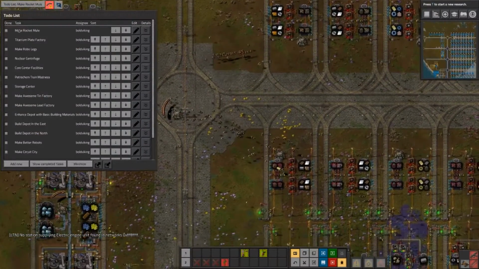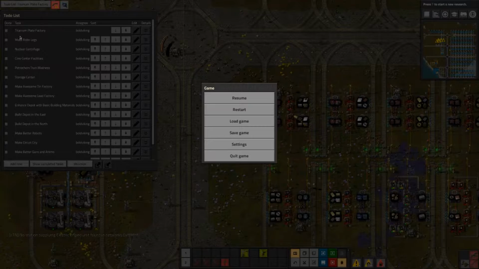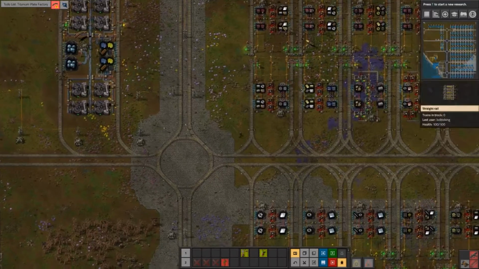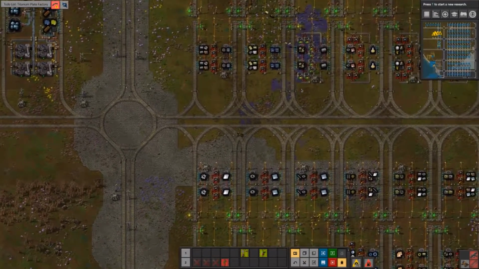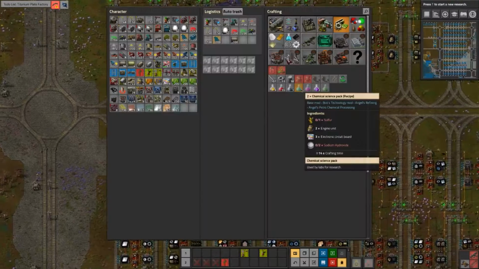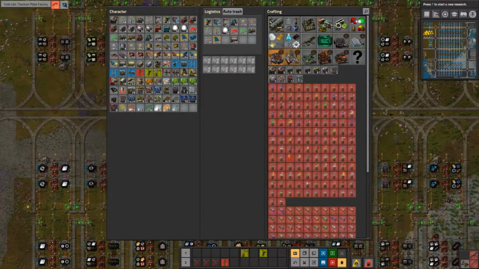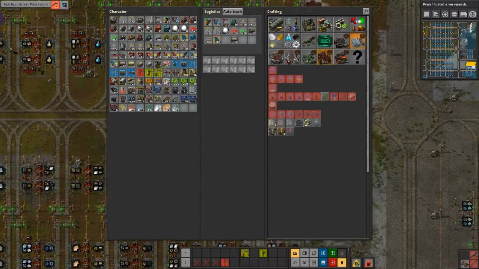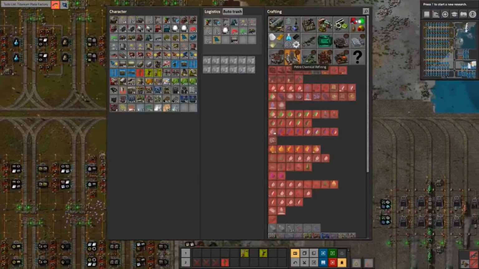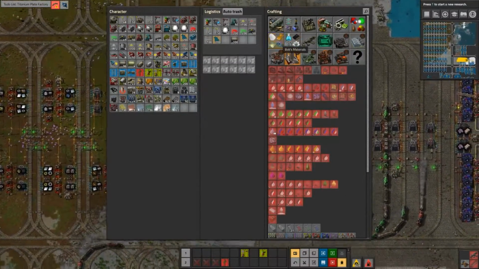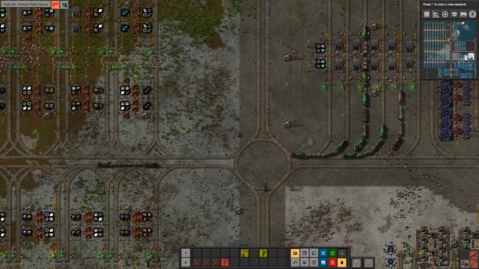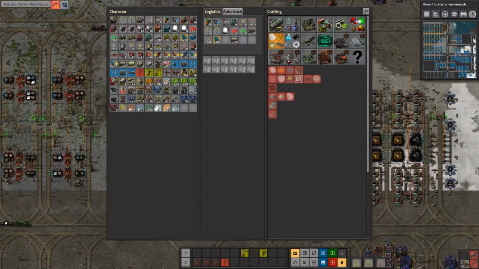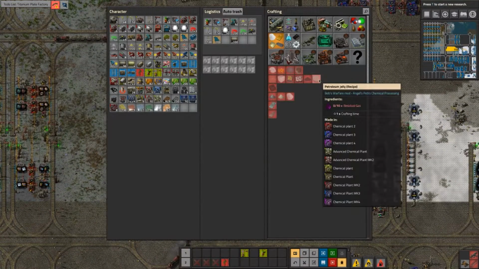Okay, this is done. Titanium plate factory next. Titanium plate factory is pretty easy, and once we have the titanium plate factory, we can actually make our way over to silicon nitrate. Where is that? Is it over here? No, it's in here. Silicon gun cotton. I should look a little bit where I'm going.